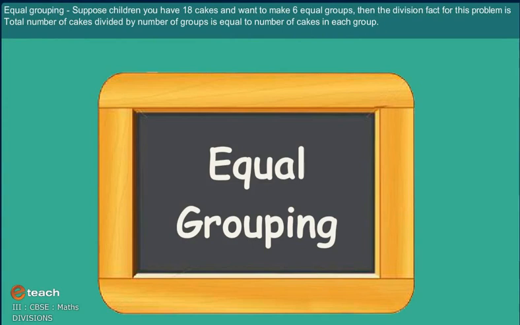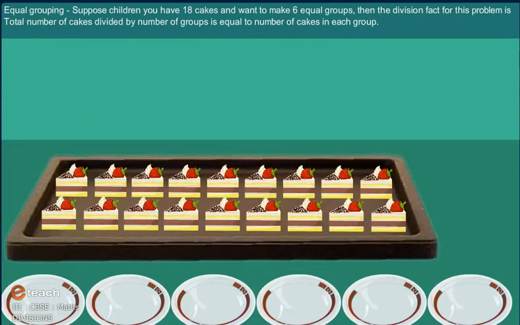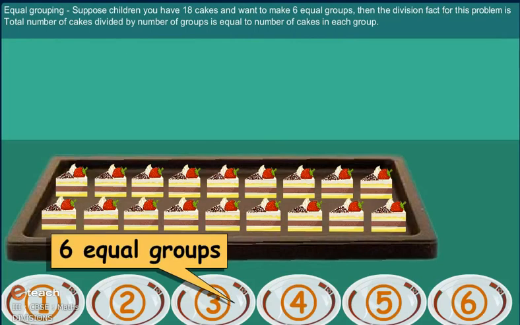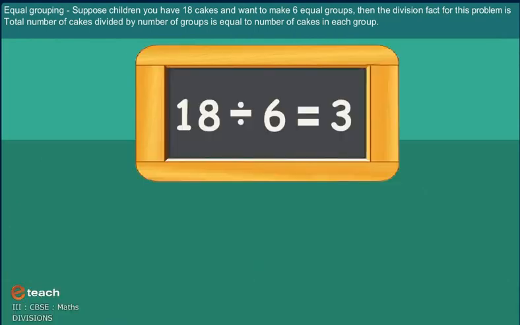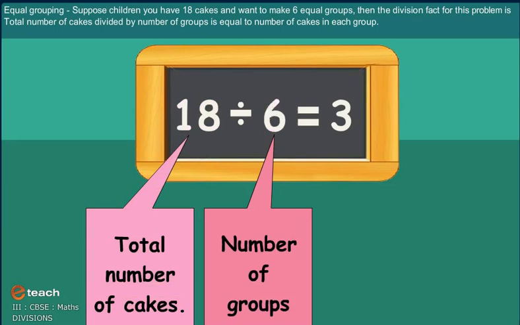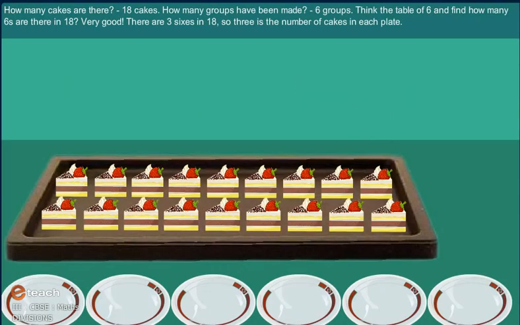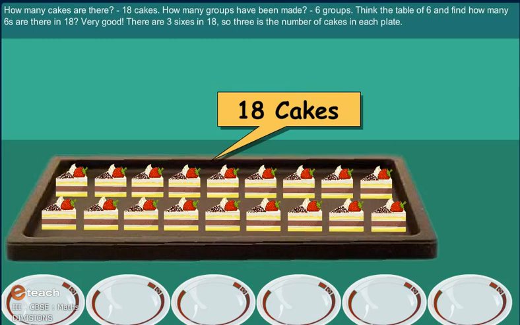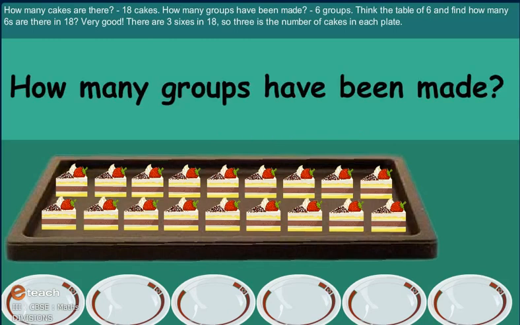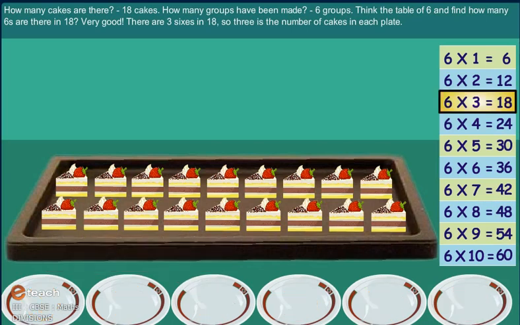Equal grouping. Suppose, children, you have 18 cakes and want to make 6 equal groups. Then the division fact of this problem is: total number of cakes divided by number of groups equals the number of cakes in each group. How many cakes are there? 18 cakes. How many groups have been made? Think of the table of 6 and how many 6s are there in 18?